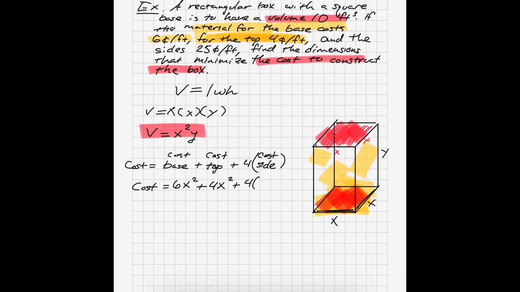Okay, so 4, let me look at the problem statement. Let's see, the sides, the material is 25 cents a foot. And then the area of a side, well, that'd be length times width. That'd be x times y, right? So that'd be 10x squared plus 100xy.